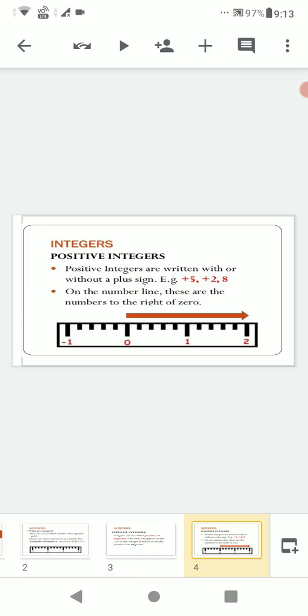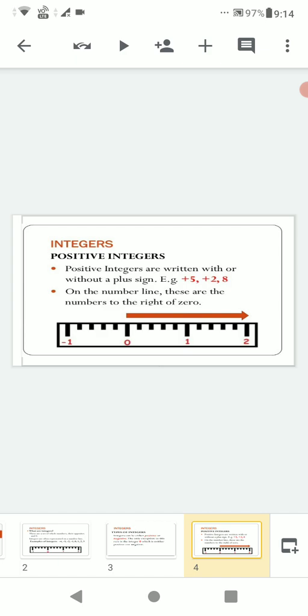Then positive integers. Positive integers are written with or without a plus sign. Okay, if a plus sign is not there with a number, suppose 8 is written and along with that a plus sign is not there, it is understood that it is plus 8. Okay, so on the number line, these are the numbers to the right of 0.